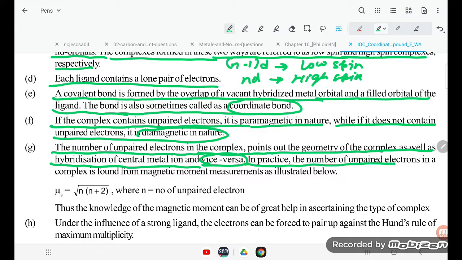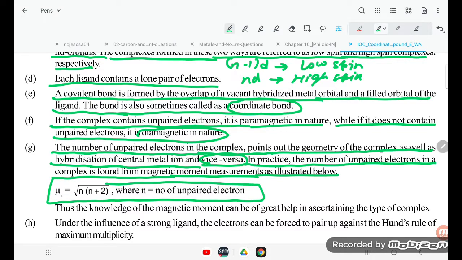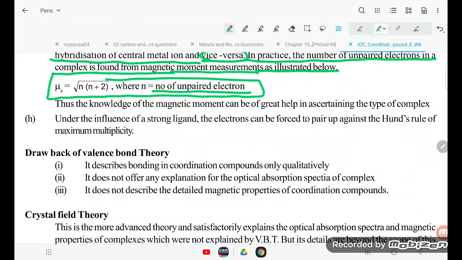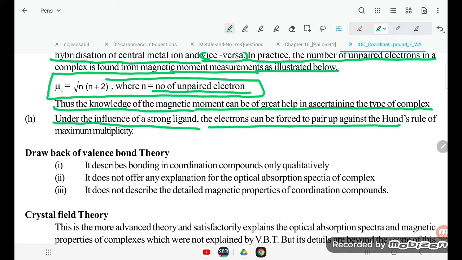In practice, the number of unpaired electrons in a complex is found by magnetic moment measurement, as illustrated below. So mu_s is equal to the square root of n(n+2), where n is what, students? The number of unpaired electrons. Thus, knowledge of the magnetic moment can be a great help in ascertaining the type of complex. Under the influence of a strong ligand, electrons can be forced to pair up. So, against Hund's rule of maximum multiplicity, electrons will be paired.